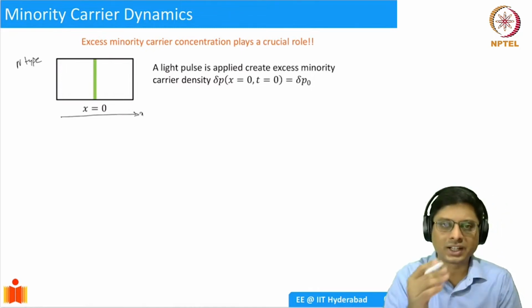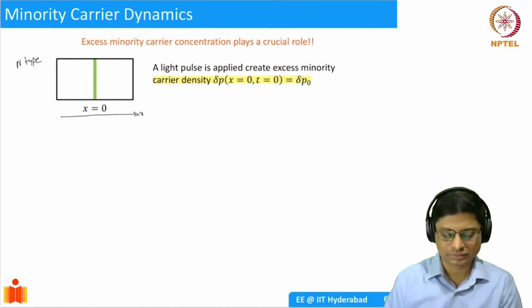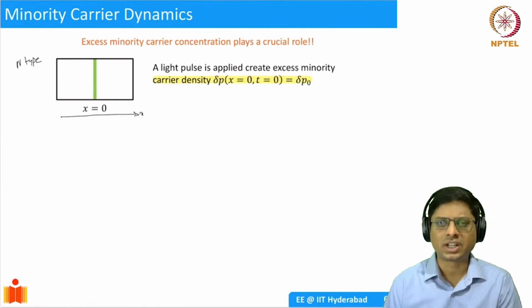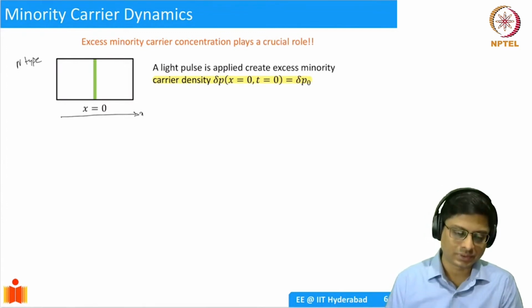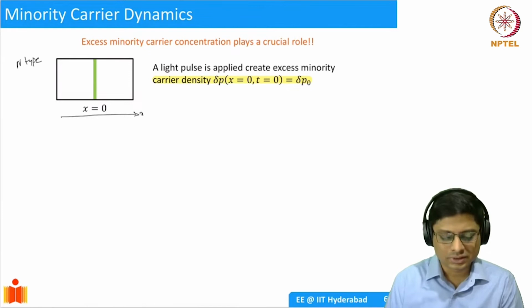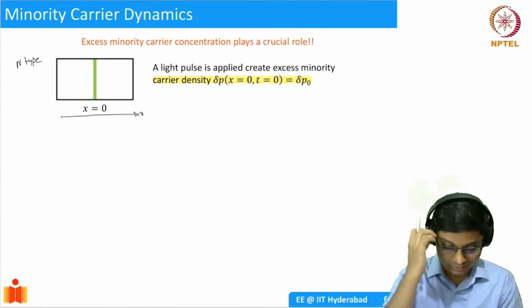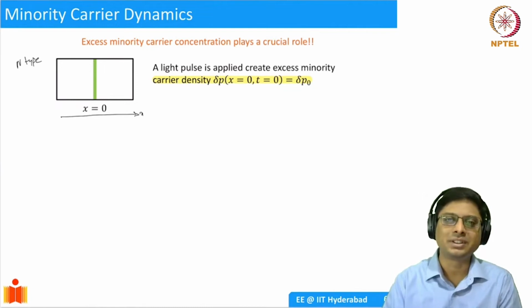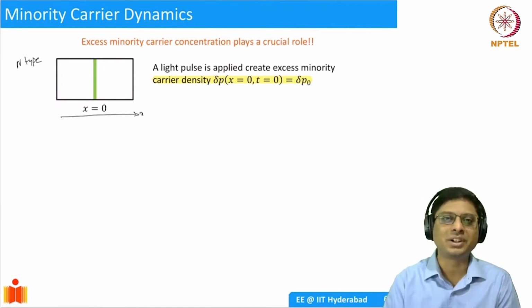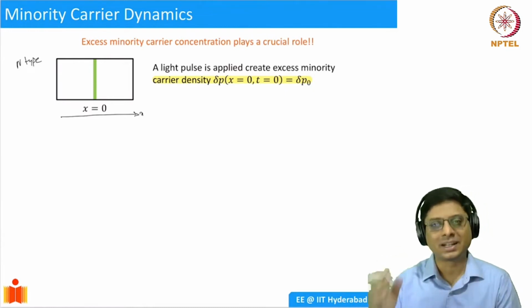Okay, at position x equal to 0, I apply a light pulse, and then I create excess carrier density, which is equal to delta P naught. Somehow, just shine light, focus it only at a certain section of the semiconductor. Delta P naught might confuse you, but essentially I'm saying that delta P naught is at time t equal to 0. It's not the changes in the P naught. P naught is the equilibrium carrier density, right? But delta P naught means delta P at time t equal to 0.